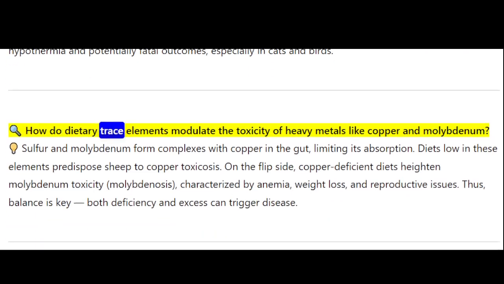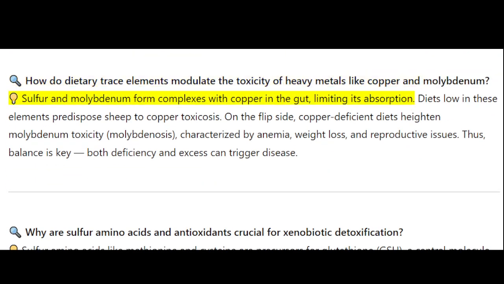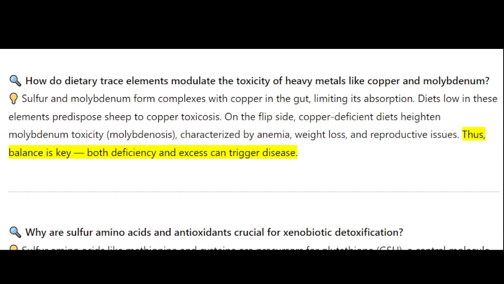How do dietary trace elements modulate the toxicity of heavy metals like copper and molybdenum? Sulfur and molybdenum form complexes with copper in the gut, limiting its absorption. Diets low in these elements predispose sheep to copper toxicosis. On the flip side, copper-deficient diets heighten molybdenum toxicity, molybdenosis, characterized by anemia, weight loss, and reproductive issues. Thus, balance is key. Both deficiency and excess can trigger disease.